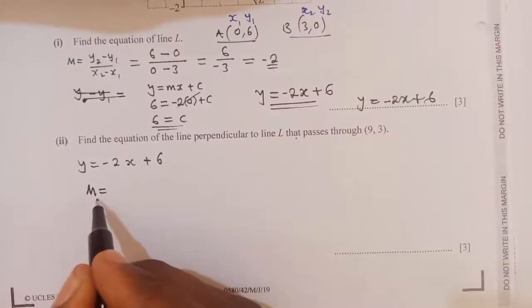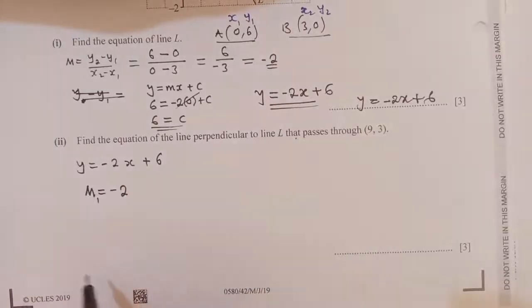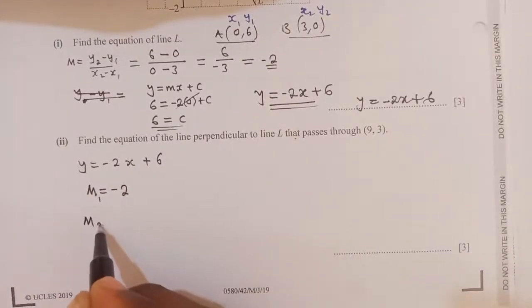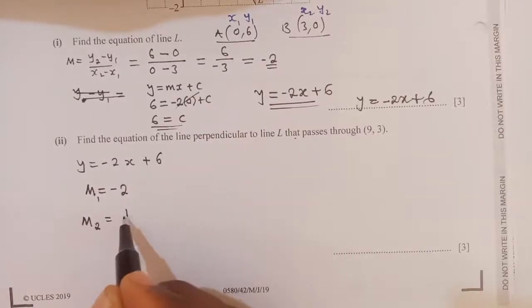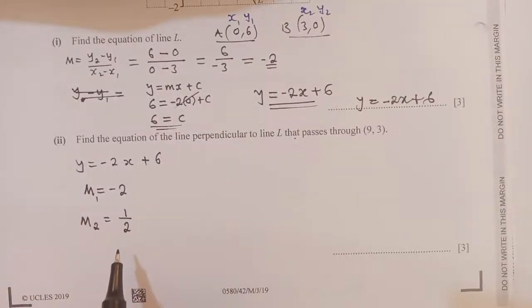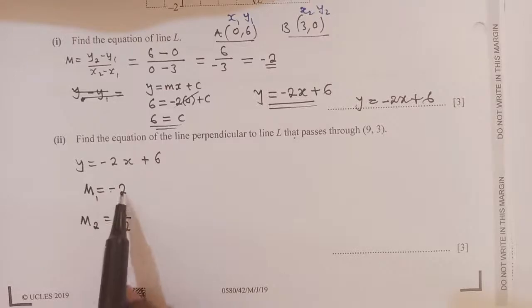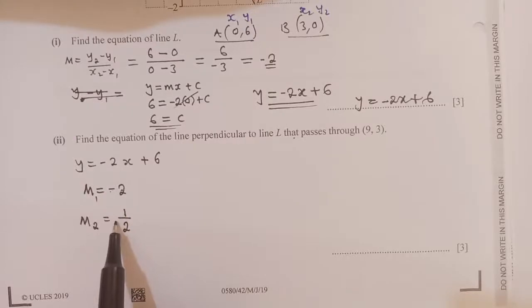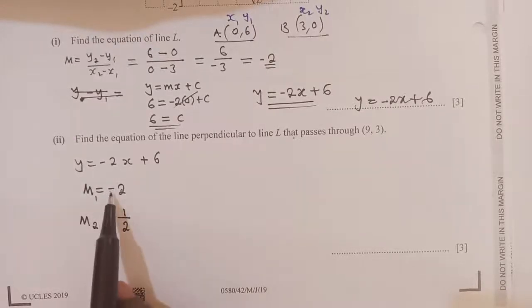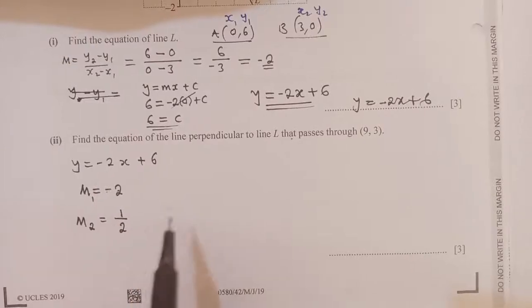We call it m1, which is equal to negative 2. So we need to find a new gradient, which we call m2. Our new gradient will be 1 over 2. So how do we find this 1 over 2? We just get the gradient which is here, change the sign, and reciprocate it. Meaning you put 1 over the same gradient and change the sign. If it's positive, the new one will be negative. If it's negative, the new one will be positive. In this case, this one was negative, so this one will be positive.